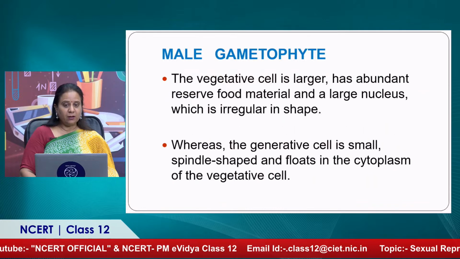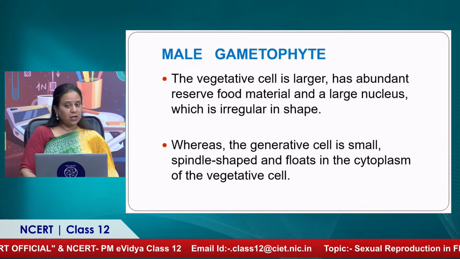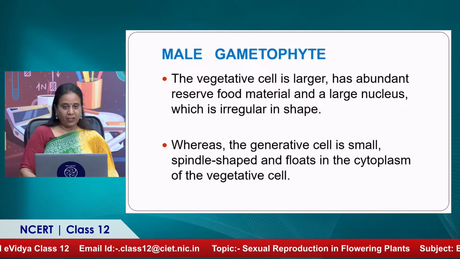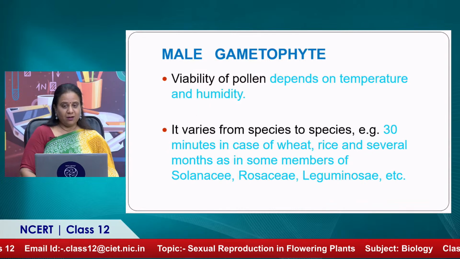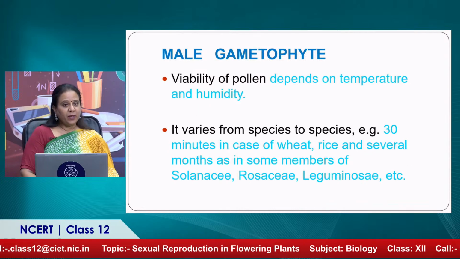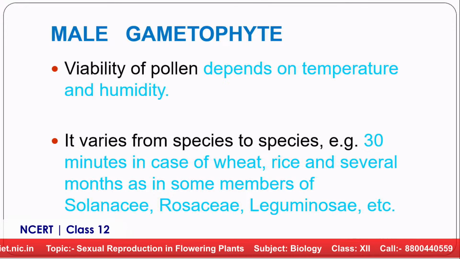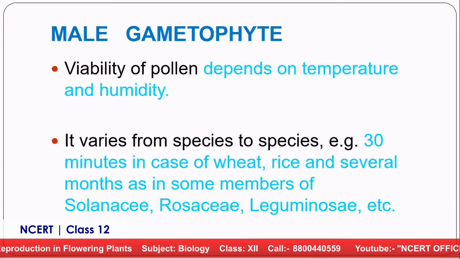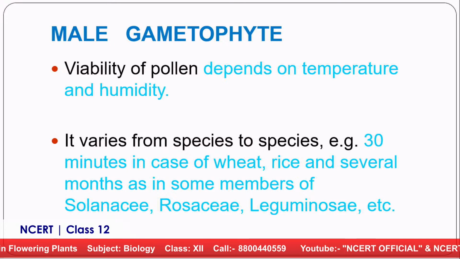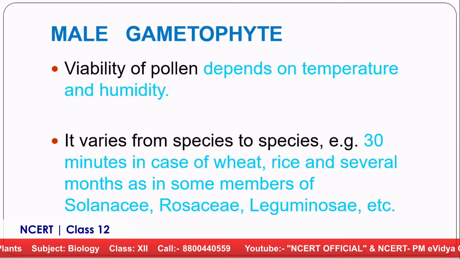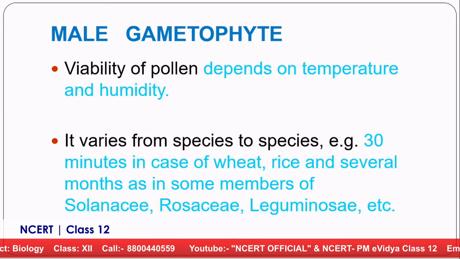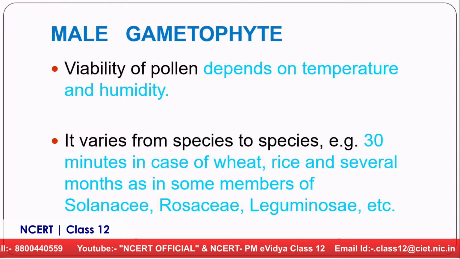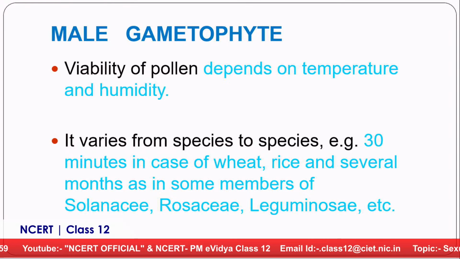So let's move back to where we were. So vegetative cell is larger, generative is smaller. Right. And next we have the male gametophyte. We are continuing, and the topic is the viability of the pollen. Viability of the pollen means when the pollen falls on the stigma of a flower, till the time it reaches the ovary passing through the style, that is its viable period.